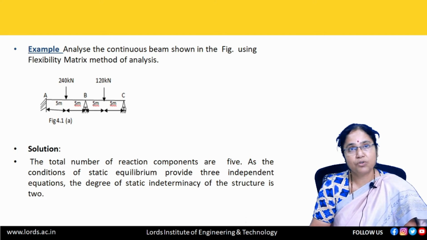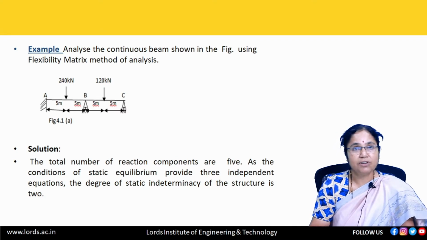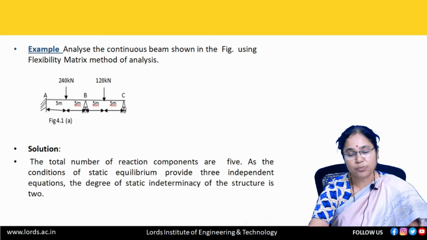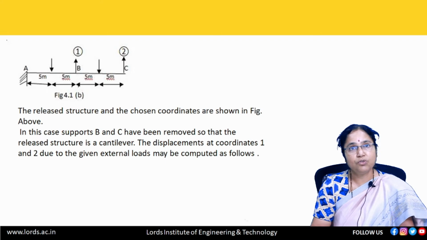So altogether we have 5 reaction components and we have 3 equations of equilibrium. So 5 minus 3 equal to 2. So the degree of static indeterminacy of the structure is 2. Now coming to the flexibility matrix method of analysis, the degree of indeterminacy is 2, so we need to release 2 reaction components. Let us say I release the reactions at B and C.